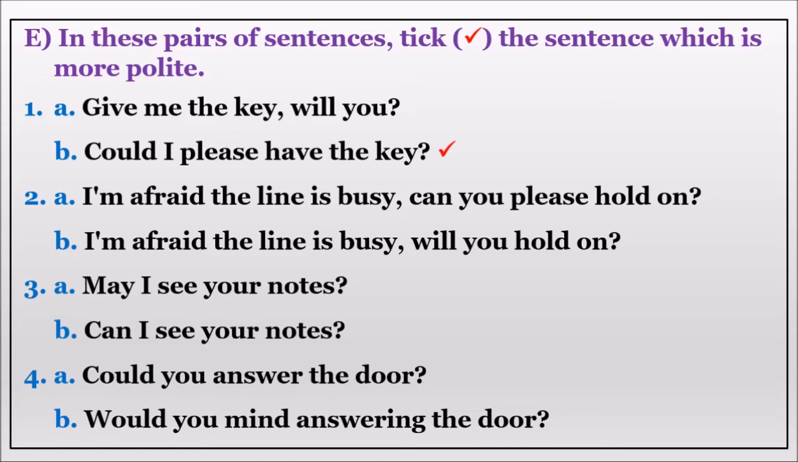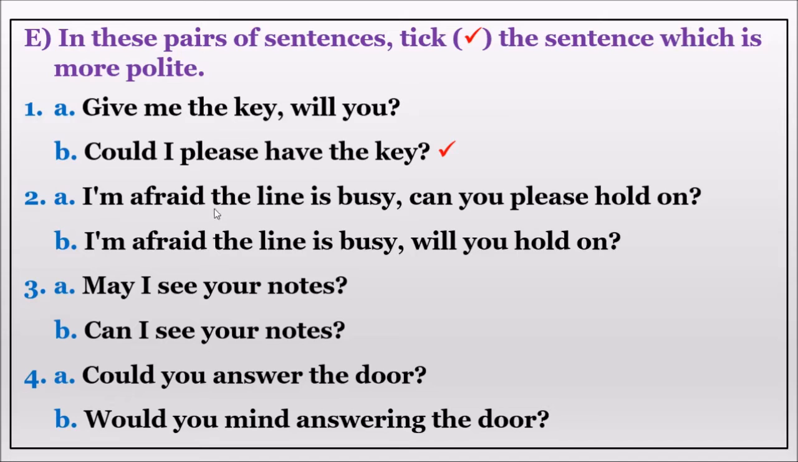In page number 45 F Roman, in these pairs of sentences, tick the sentence which is more polite. Give me the key, will you? Could I please have the key? Which is looking more polite, children? This, could I please have the key? Isn't it? Yes. Now look here.